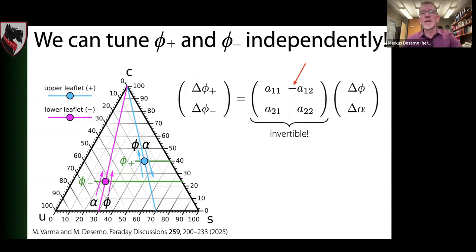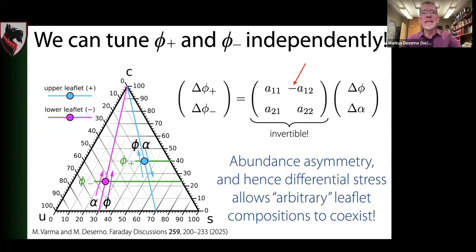So if you tell me what kind of delta phi plus and delta phi minus you want, I'm going to just take the inverse of this matrix, multiply it on the left-hand side, and that will tell me how I have to change the cholesterol content and the abundance in my system to exactly get these 2 points. What that means is essentially that you can tell me what kind of points in this triangle you want to coexist, and there's going to be a phi and an alpha that will make that happen. So actually everything can coexist, provided you can play with cholesterol and abundance asymmetry.